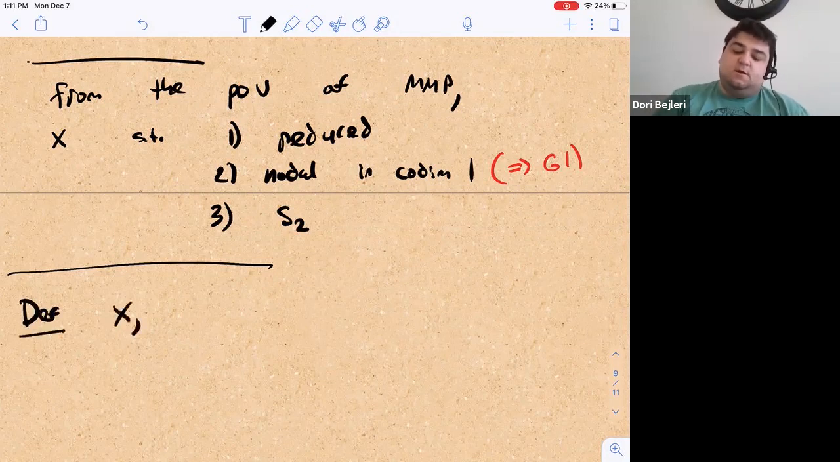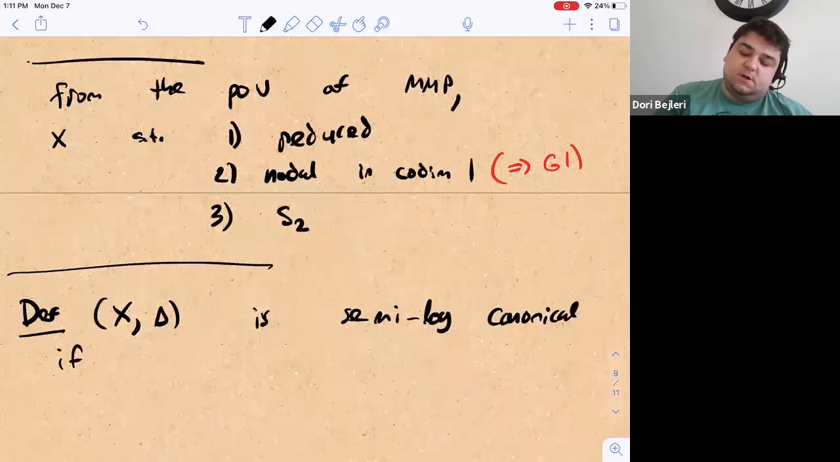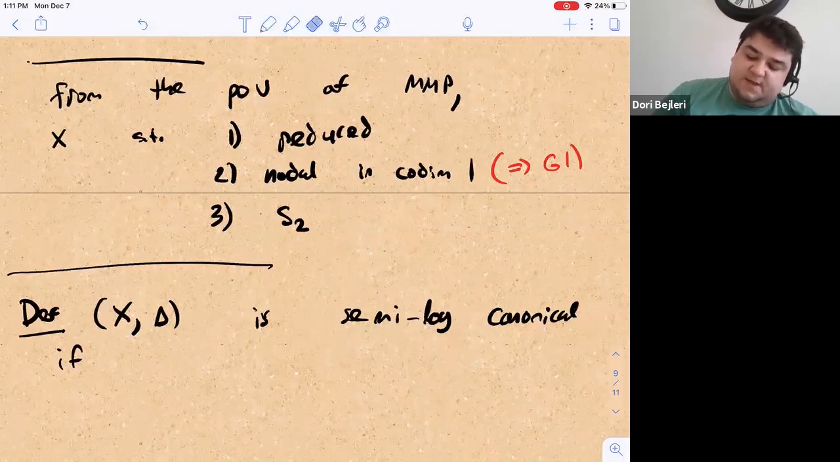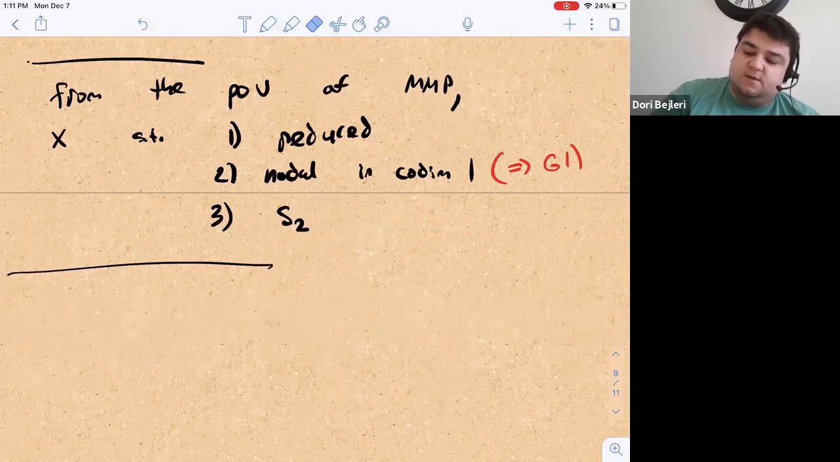A pair X comma delta is semi-log canonical if... I skipped ahead too much. We need to check one more thing. Sorry about that. So I have 4 minutes.